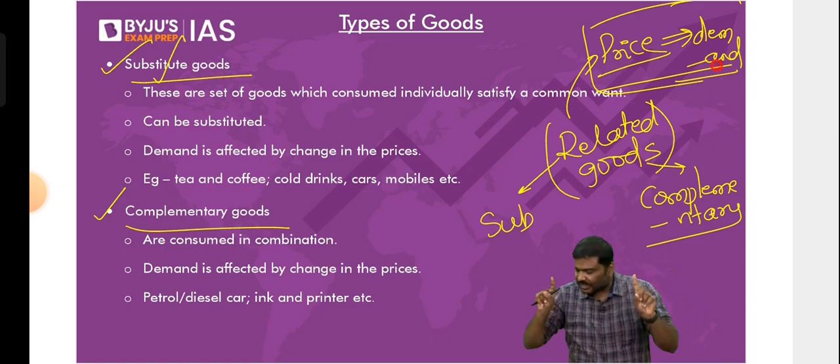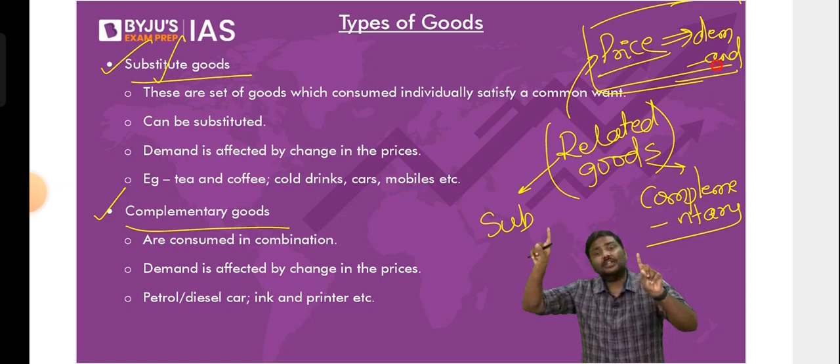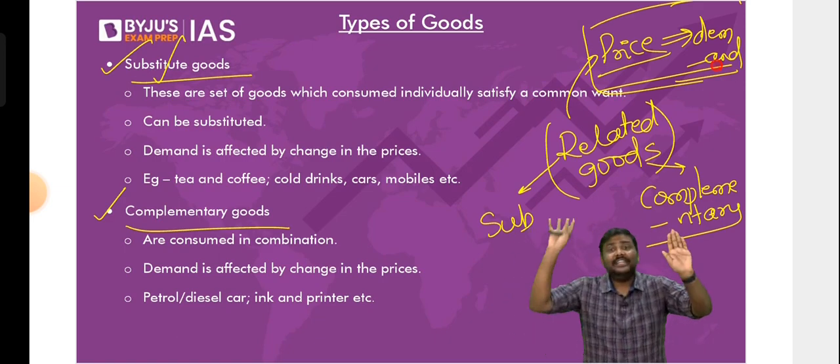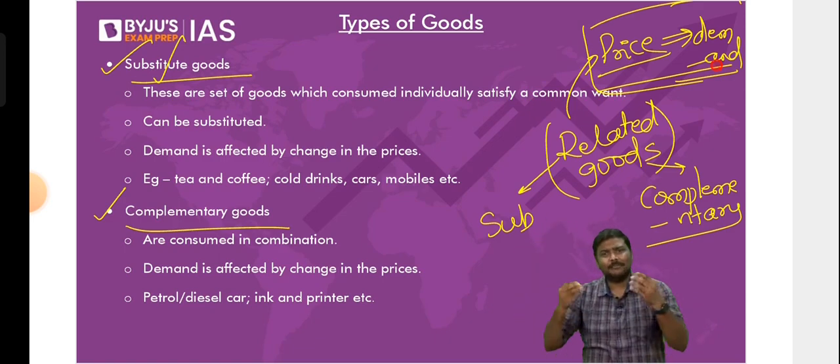Is it okay? If there is any issue with the definition, let me know. If there is a variation in the price of one good, there is an impact on the demand for another good. Price of one good changes, demand for another good is affected. How difficult is it? Price of good A changes, demand for another good changes. Simple definition. I'm not even throwing any difficult terms at you.